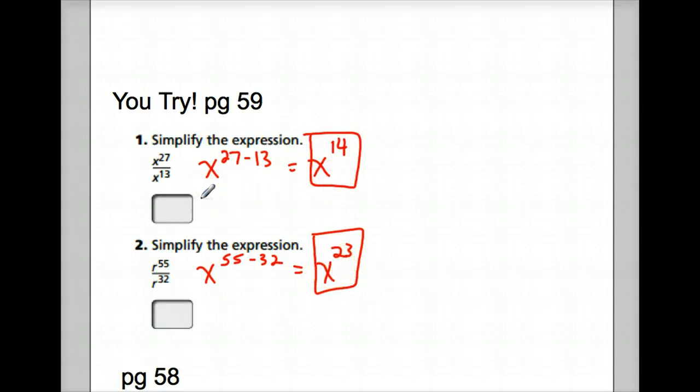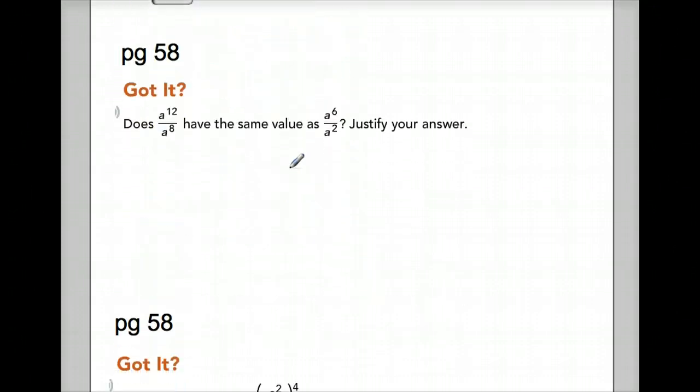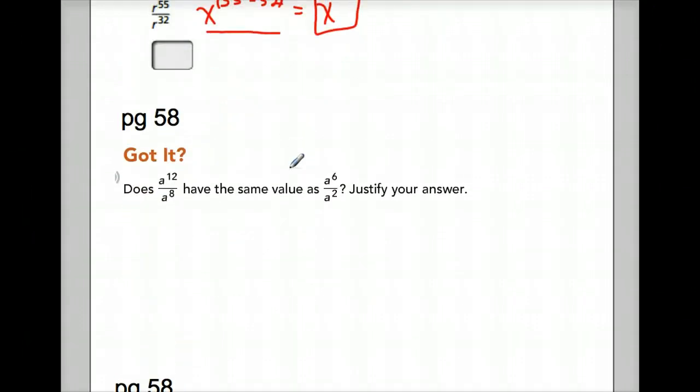Remember, both of us, both classes, we want to see this step here where you actually subtracted your exponents. And if you want to put these in parentheses so you're not getting confused, that's fine. Okay, let's move on to the next "got it," page 58.